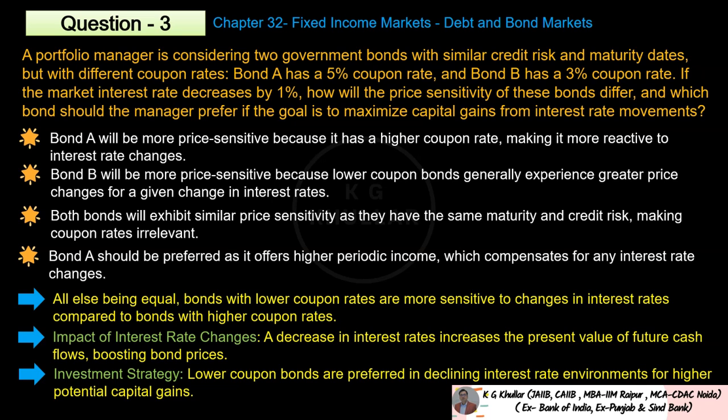So friends, this phenomenon makes lower coupon bonds like Bond B in our case more desirable for portfolio managers who are seeking to capitalize on declining interest rates, as they provide a higher potential for capital gains. So the correct option for the given question is option B. Friends, I hope the explanation to this question is clear to you.